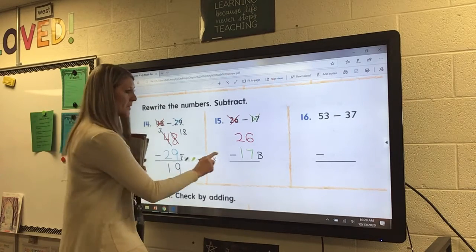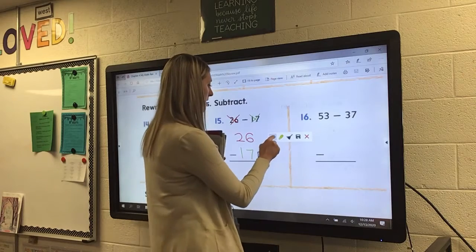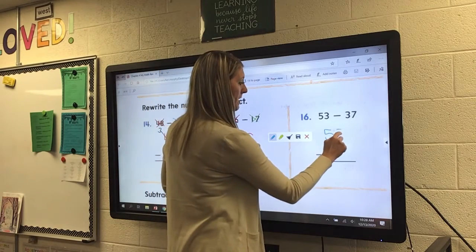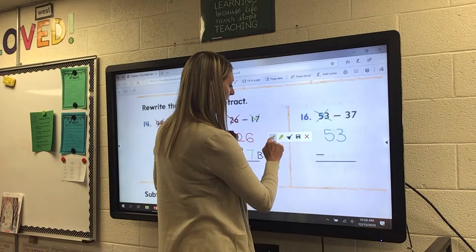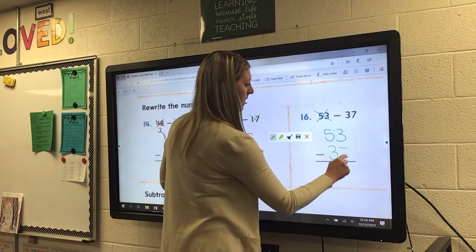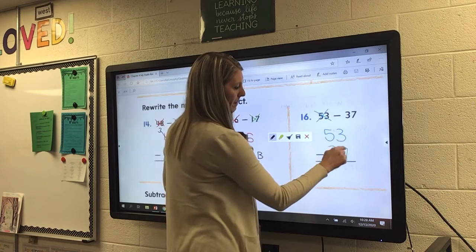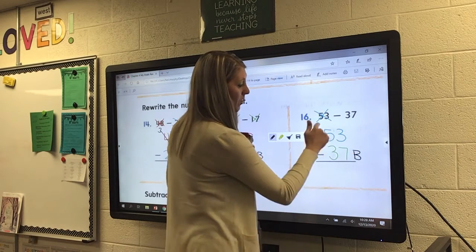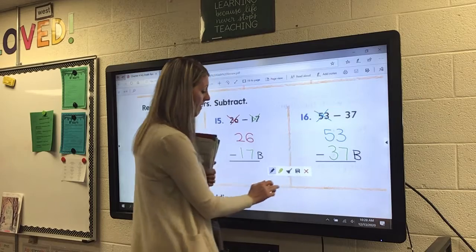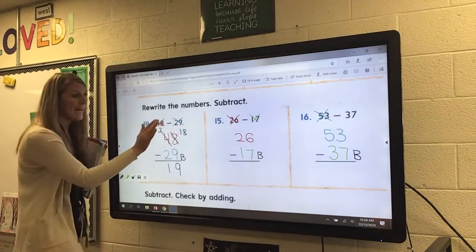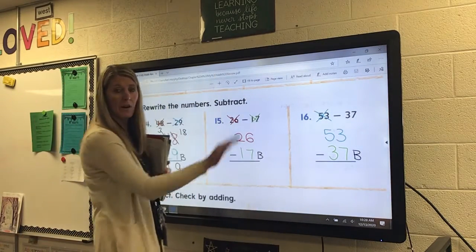All right, and then the next one here, 53. Let's put 53 up here, and we're going to take away 37. Uh-oh, Mrs. Murphy noticed when I subtract going down first, 3 minus 7, bigger bottom. I need to go borrow, so go borrow from that 5. Okay, go ahead and finish 15 and 16. Pause the video.